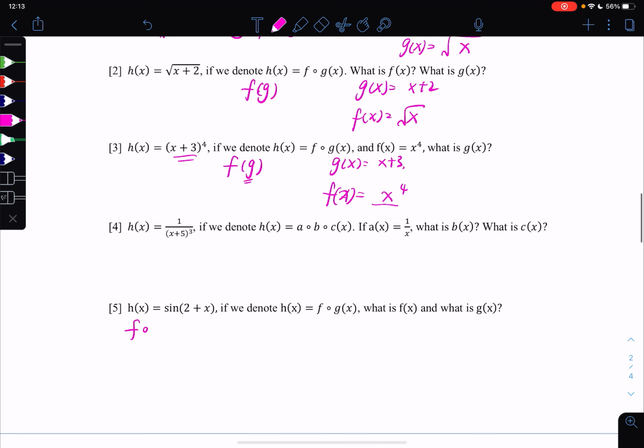The last problem is of similar idea. If you want to write it as f composite with g, where g is the inside layer, that's what goes in the parentheses, which is 2 plus x. Therefore, the outside layer is what's left. It's sine, and then you should have your x there.